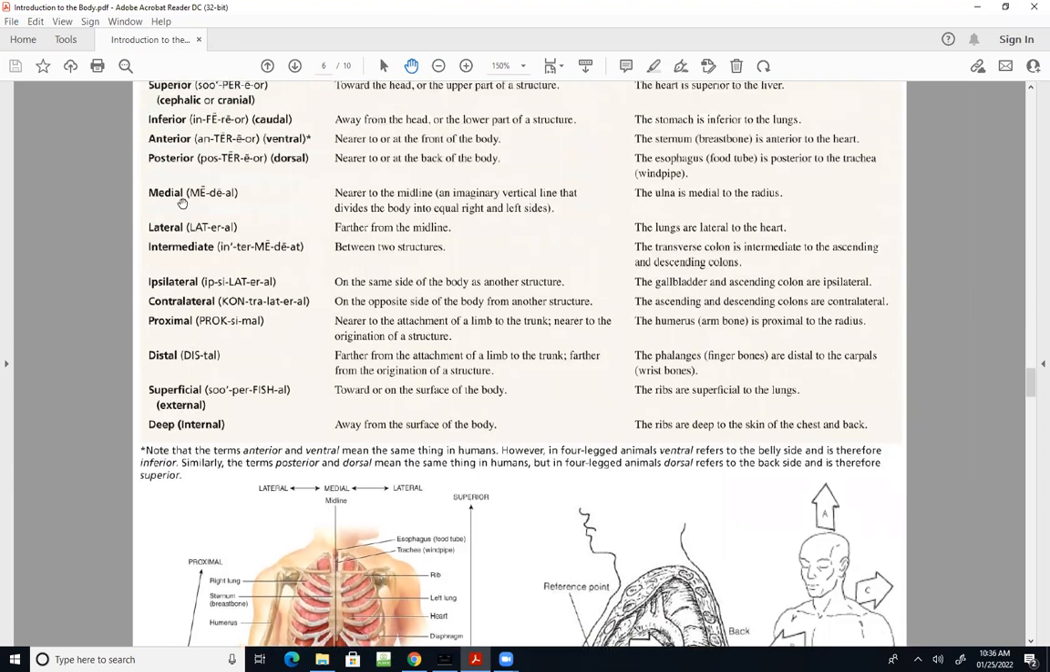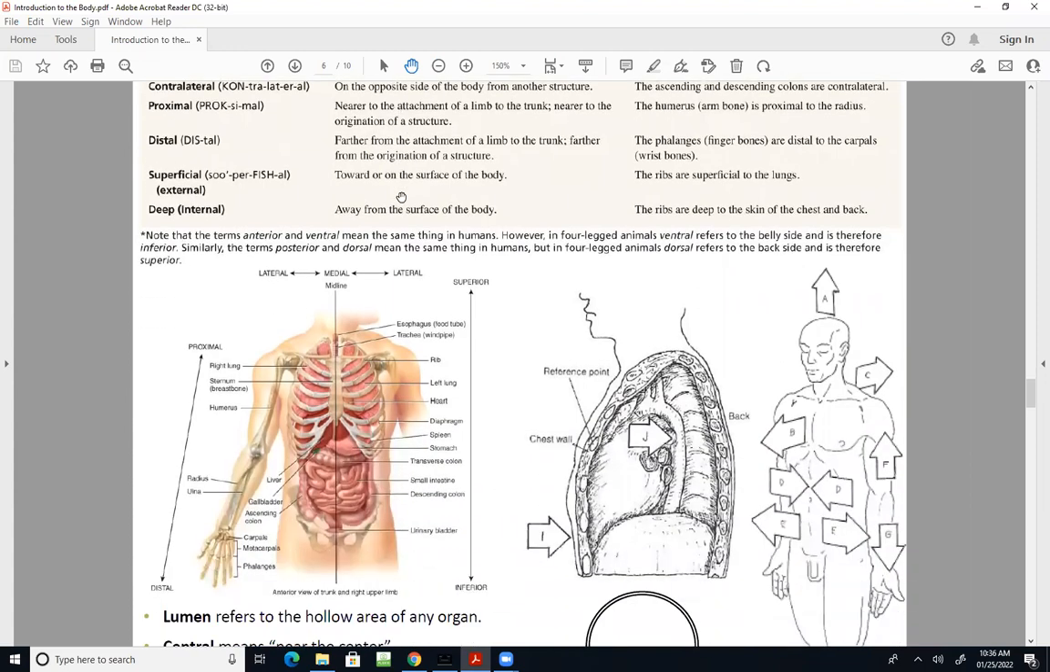Medial and lateral are the opposite of one another. Medial refers to nearer to the midline. Basically, your midline is the middle of your body, where you could draw an imaginary line, obviously we wouldn't do this, going right down through the center of your body that would perfectly cut you in half, left and right.